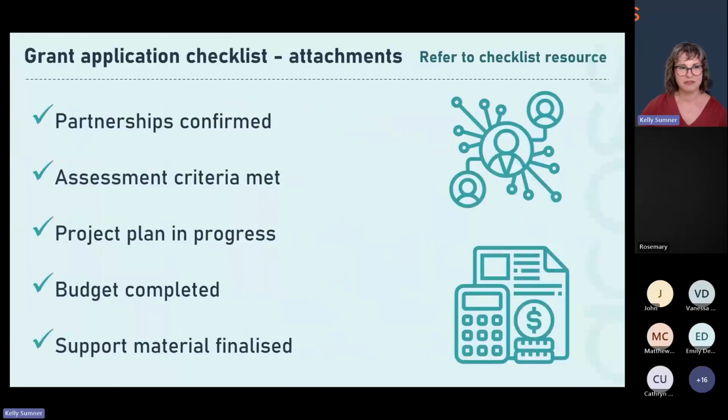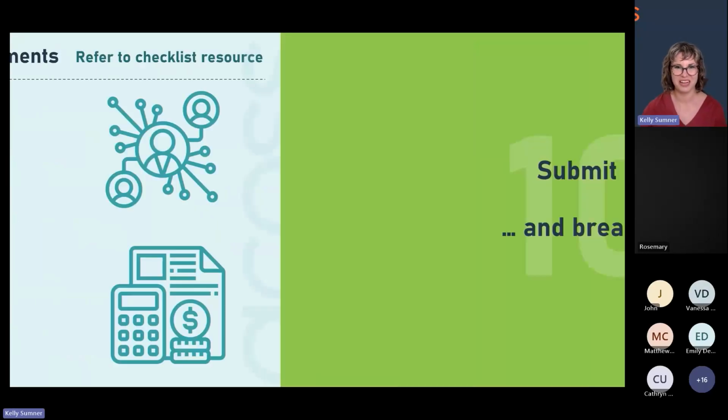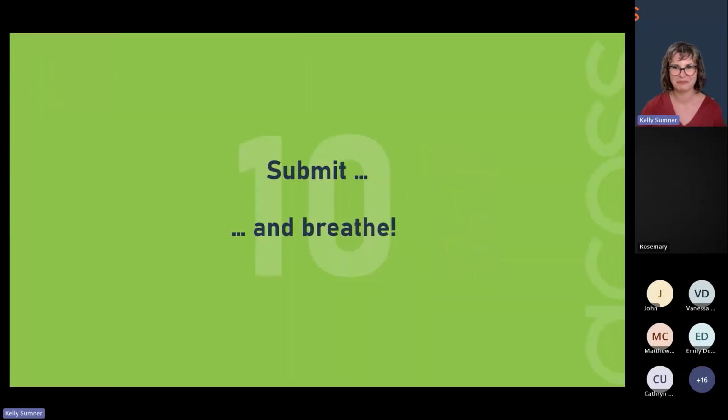The next slide we'll pretty much skip past. It's just a reminder that you do need an application checklist, and we've got one of those on our Grant on a Page resource. And if you get through all of that, you're pretty much done.